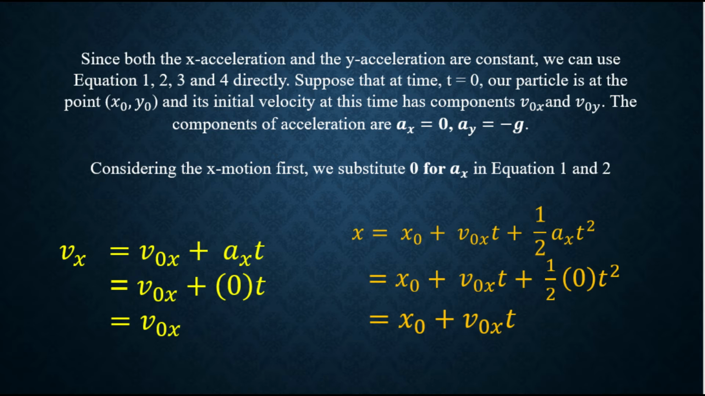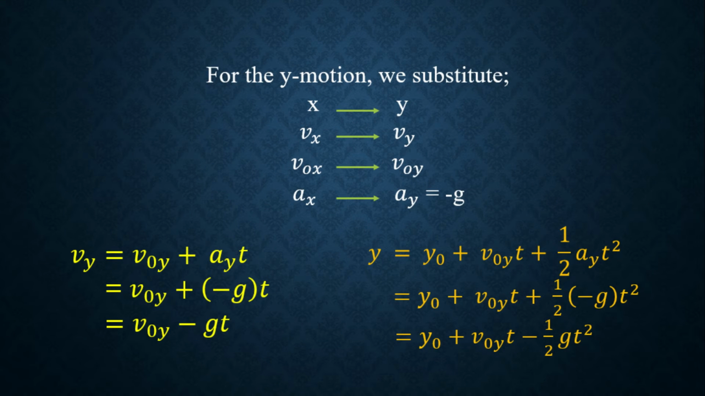Suppose that at time t equals 0, our particle is at the point x0, y0, and its initial velocity at this time has components v0x and v0y. The components of acceleration are a_x equals 0, and a_y equals -g. Considering the x motion first, we substitute 0 for a_x in equations 1 and 2. Then, we get these equations. Next, for the y motion, we substitute y for x, vy for vx, v0y for v0x, and a_y equals -g for a_x.